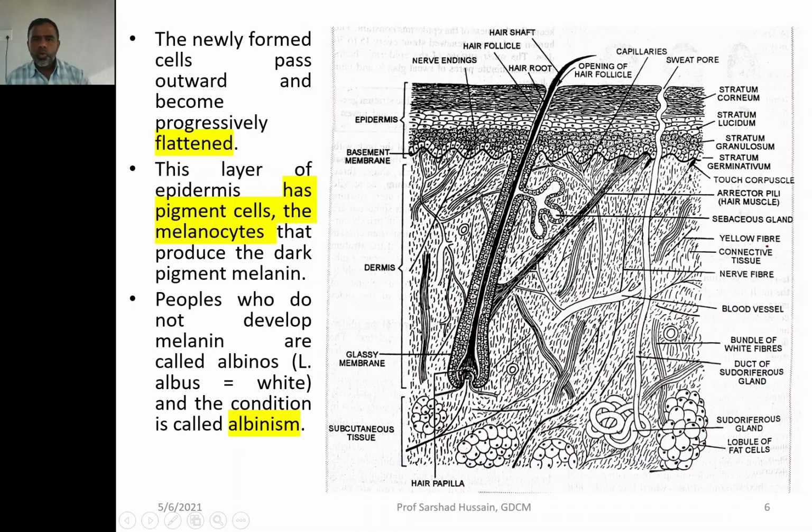Those people who will not develop these melanocyte cells will not produce any color of the skin, and these people are called albinos, because the Latin albus means white, so albinos is derived from the word albus, and the condition is called albinism. That means there is no color of the skin shown by the individual due to lack of the pigment cells, or the melanocytes, in this first layer of cells, the stratum germinativum.